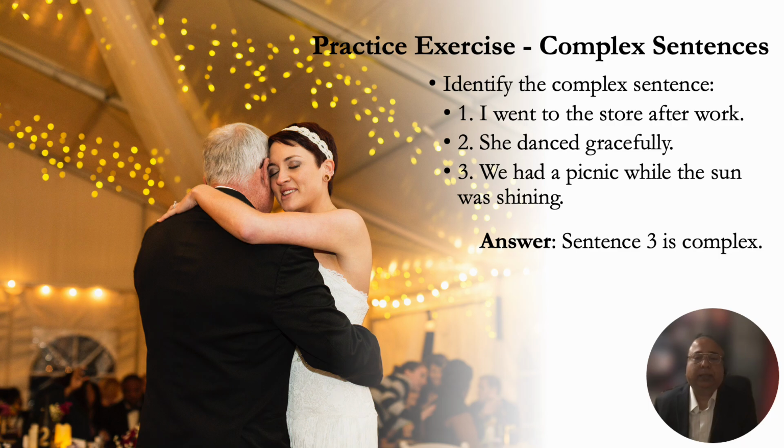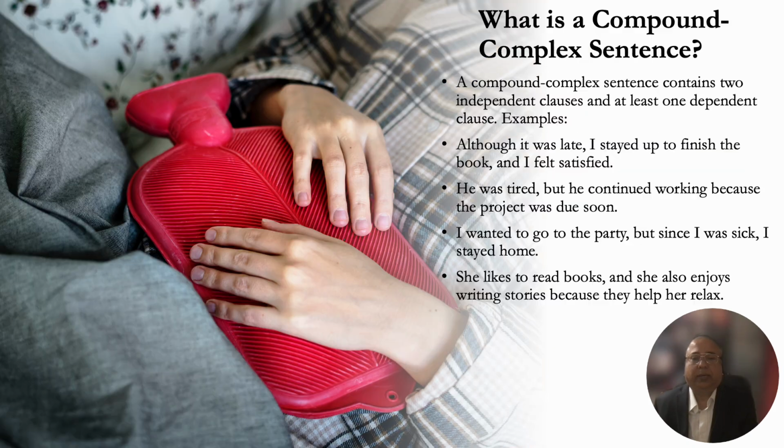We had a picnic. Okay, that's a complete idea. That's an independent clause. While the sun was shining, that's a dependent clause. So "while the sun was shining" is an incomplete idea. "While the sun was shining" needs "we had a picnic," which is a complete idea. So that's a complex sentence. All right, I hope you're doing well.